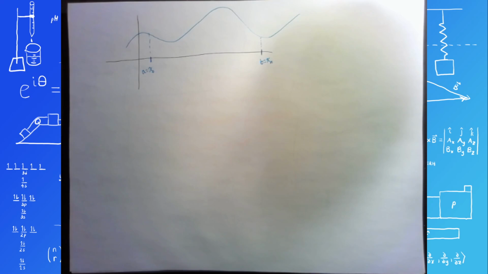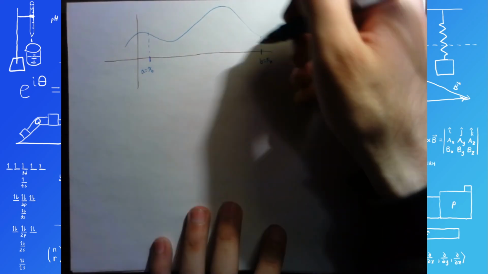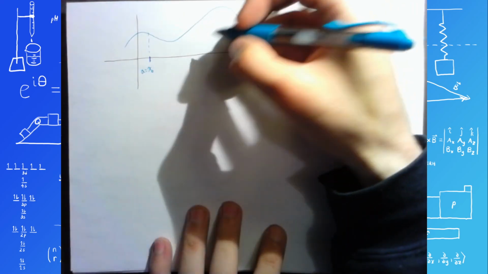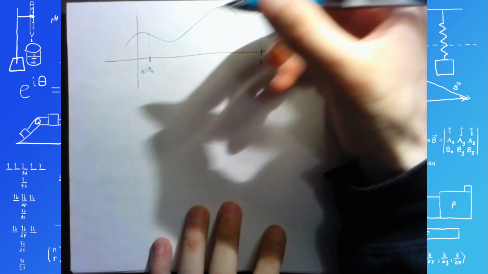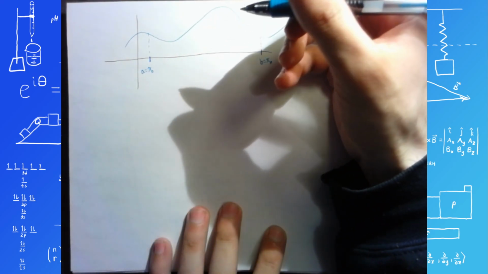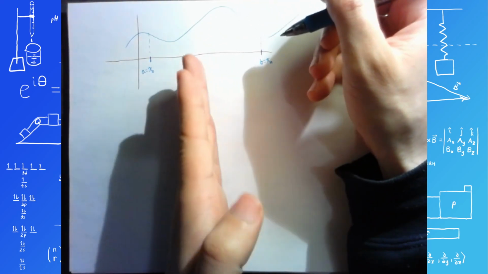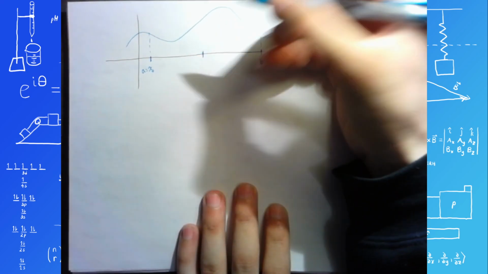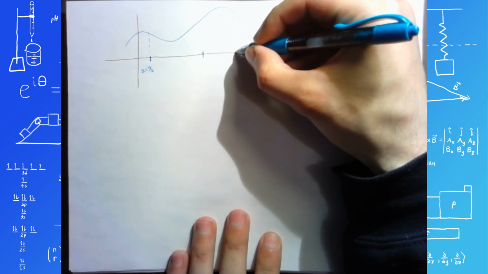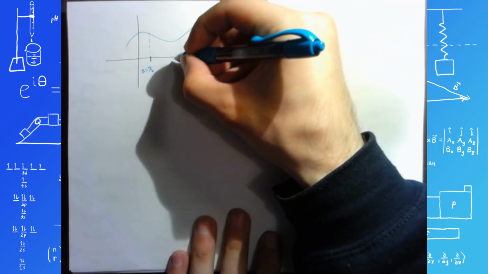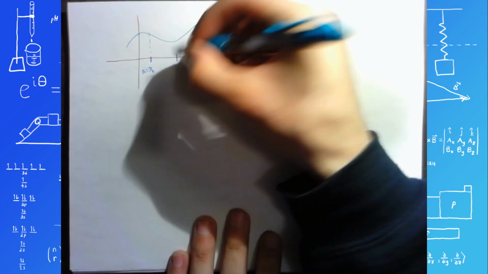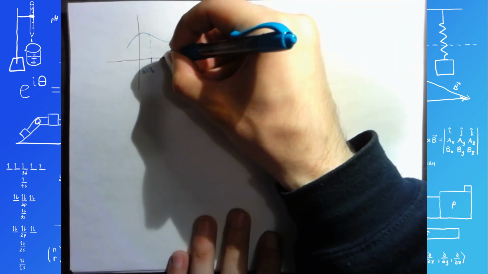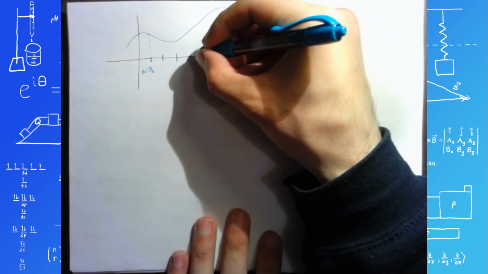What we want to do differently is cut it up into an even number of subintervals, and the reason for that will become apparent in a couple minutes. So let's see, I'm just going to split right down the middle, somewhere around there, and then somewhere around here, somewhere around here.